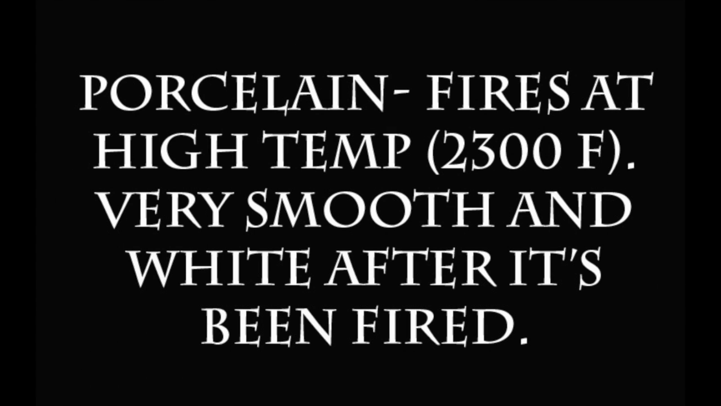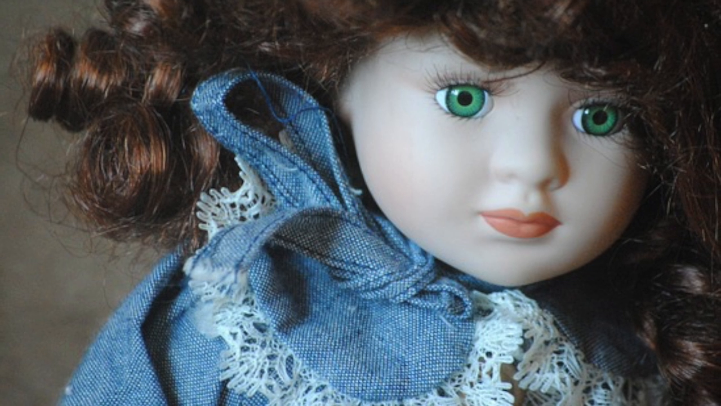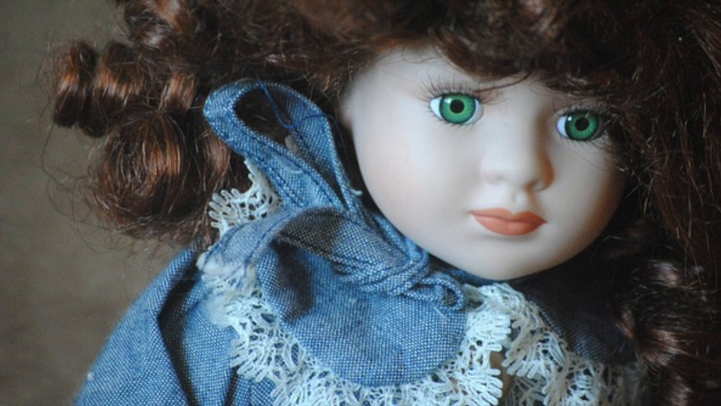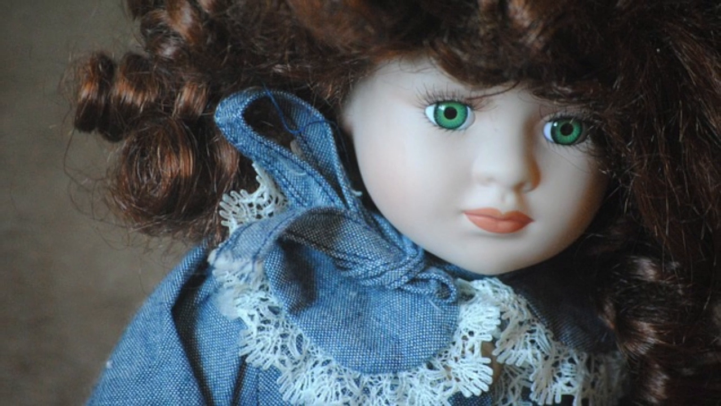There are several different types of clay. The most common are porcelain, stoneware, and earthenware. Porcelain fires at a high temperature, about 2300 degrees. It's very smooth and white after it's been fired. Have you ever heard of a porcelain doll? They are called porcelain dolls because their faces are made out of porcelain.